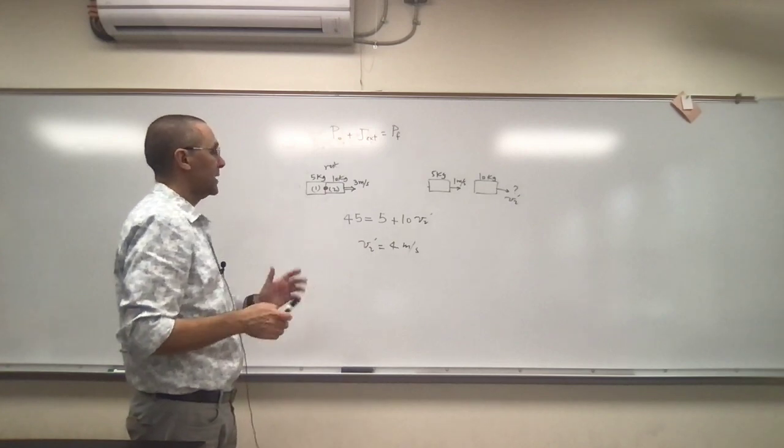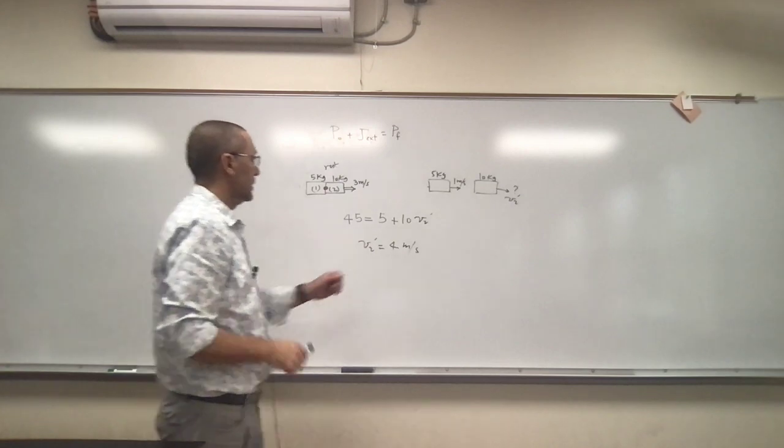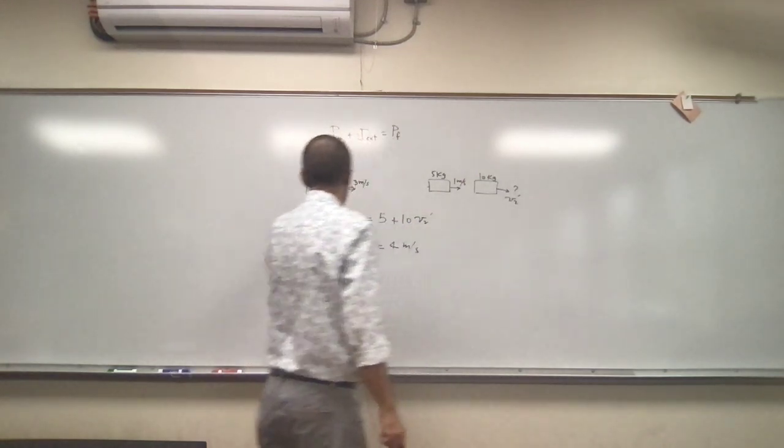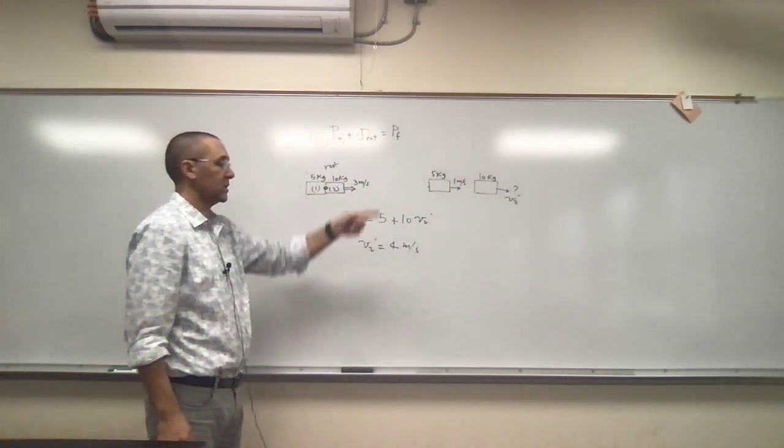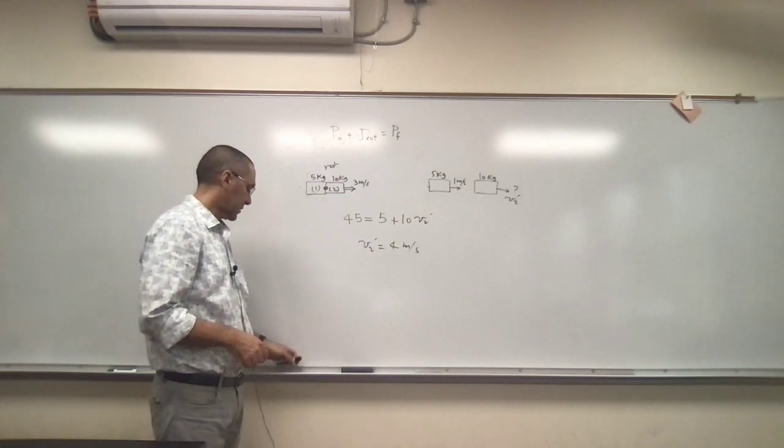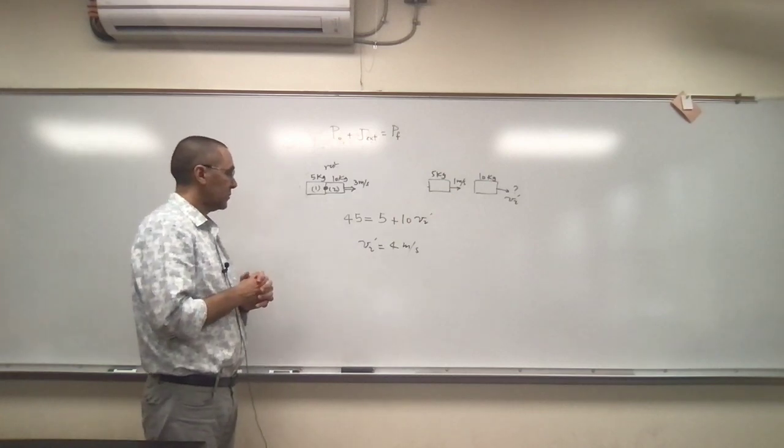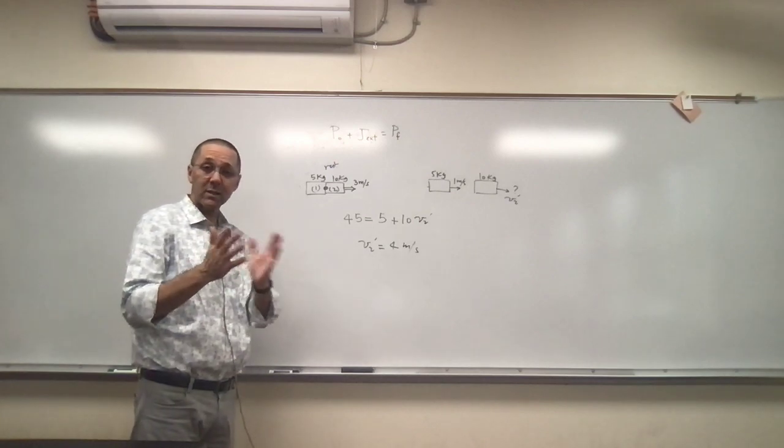And it kind of makes sense if you think about it. This one has to go faster because it's experiencing a push from this guy. So it's going to be going faster than 4. And that's pretty much conservation of momentum and talking about systems.